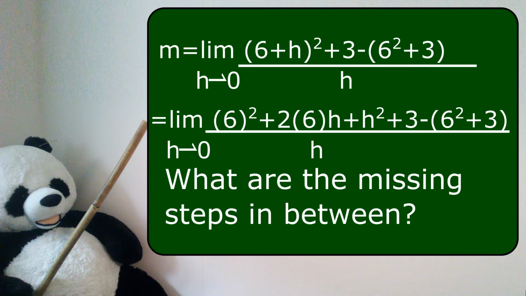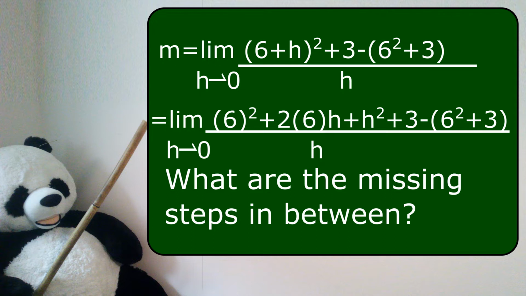It was using the limit as h goes to 0 of f of x plus h minus f of x, all divided by h, to find the slope of a tangent line. And the question asked was, how do you get from one step to the other? So we're going to fill in the missing steps in between here.